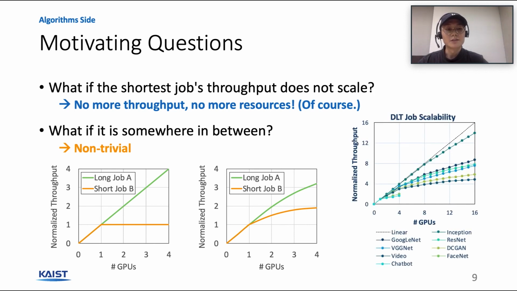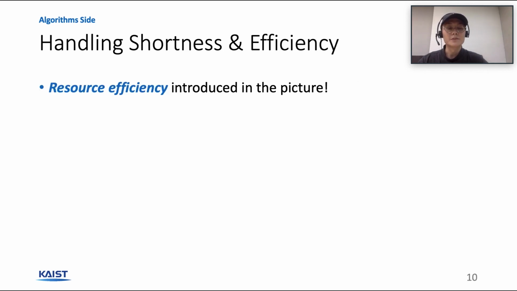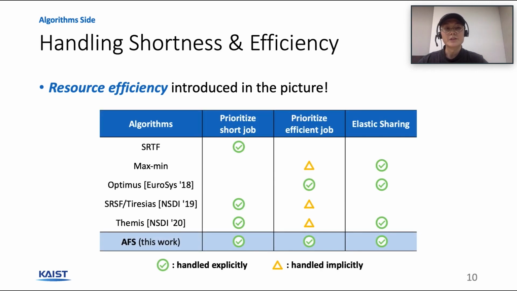Unfortunately, this is a common situation in DLT jobs. Their throughputs are known to scale sublinearly due to the inter-GPU communication overhead in distributed training. From the previous discussion, we have shown that resource efficiency also matters in reducing average JCT. When I say resource efficiency, I mean the fractional throughput gain when a job uses more resources. This figure shows that none of the existing algorithms have explicitly handled both shortness and efficiency at the same time. Therefore, we propose our own algorithm named AFS that handles both of them explicitly.